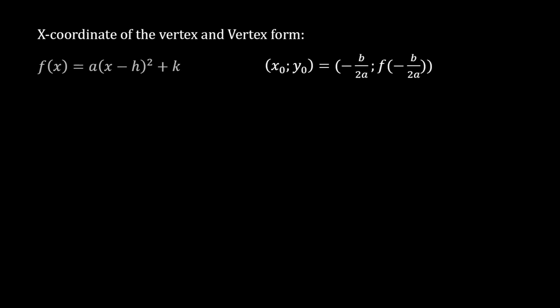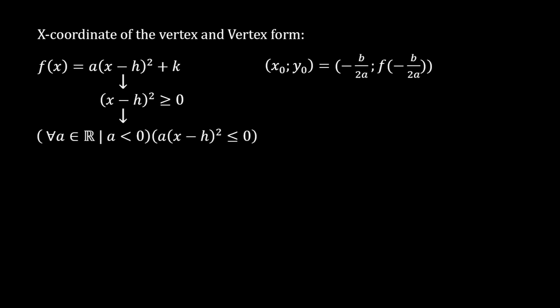Let's remember the vertex form formula from the previous topics. F of x is equal to the product of a and x minus h squared, plus k. X minus h squared is always greater than or equal to 0. It gets its minimal value when x equals h.